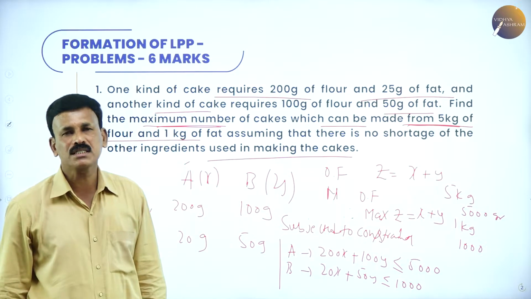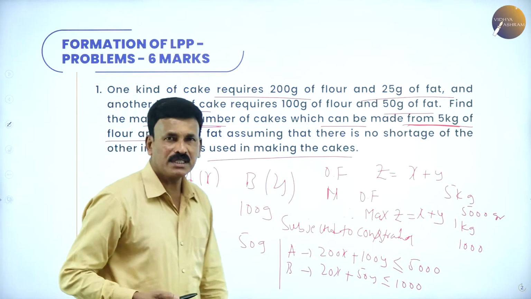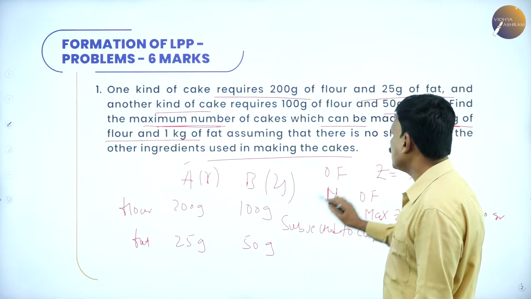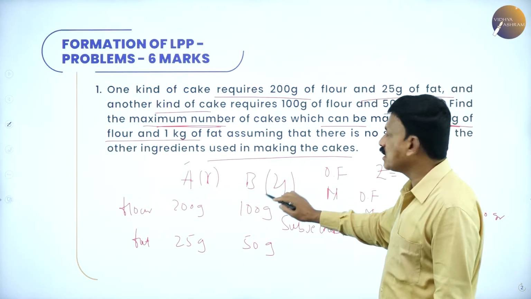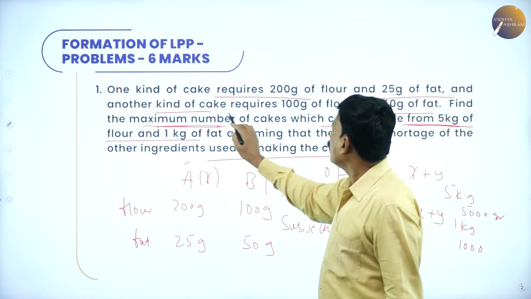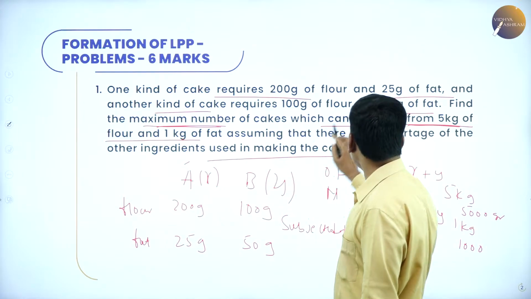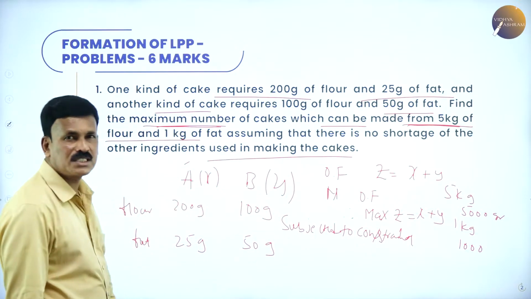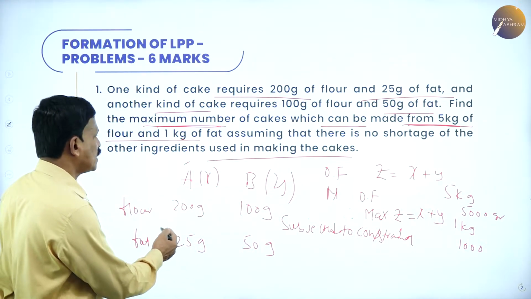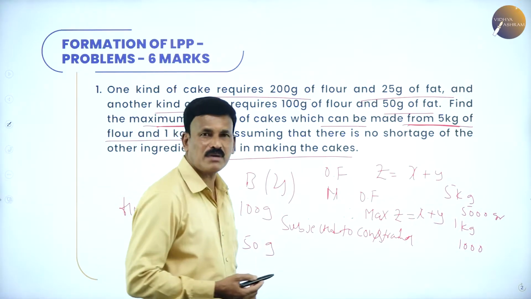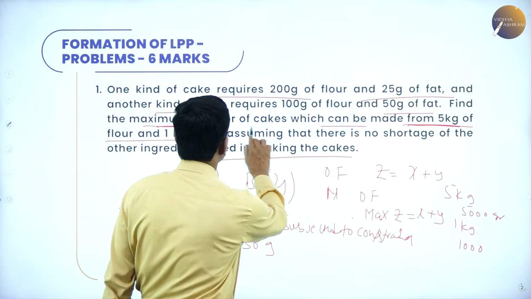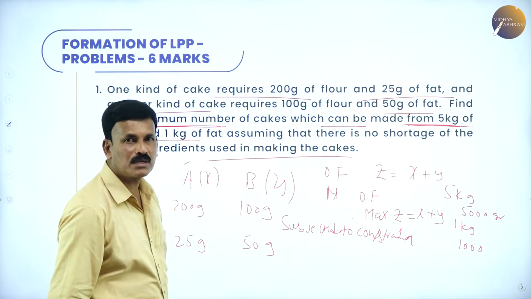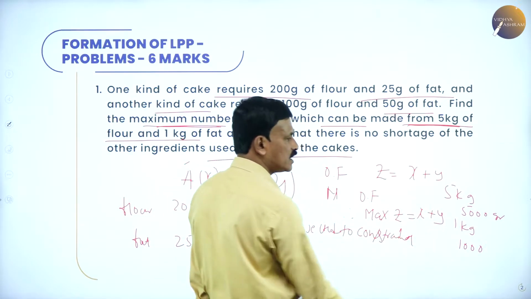These are the constraints. So I will put it in a mathematical form. One kind of cake requires 200 grams of flour and 25 grams of fat. Another type of cake B requires 100 grams of flour and 50 grams of fat. Now let us define x and y as the decision variables. Since the objective function is to maximize the number of cakes which can be formed, it is a maximization, that is Z is equal to x plus y. The objective function is max Z is equal to x plus y.